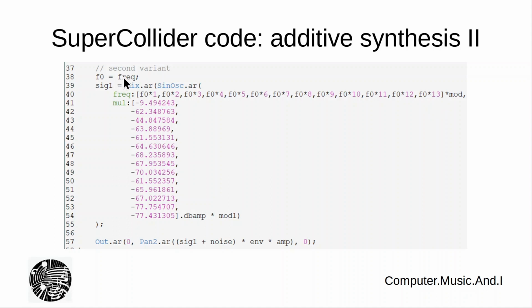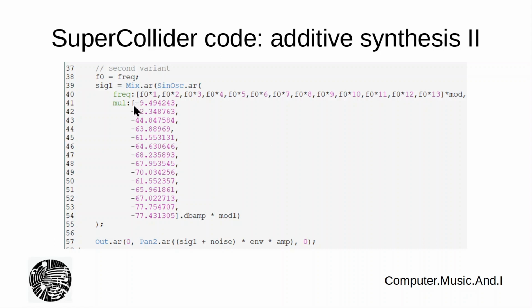Frequency 0 is going to be set to frequency, so F0 is the frequency, so I just multiply it by 1, 2, 3, 4, 5 and so on in order to get harmonic partials. And then in order to get this movement into the frequencies, I just have to multiply it by the modulator. And as you know, the multi-channel expansion is going to create 13 channels, each of which has a different frequency.